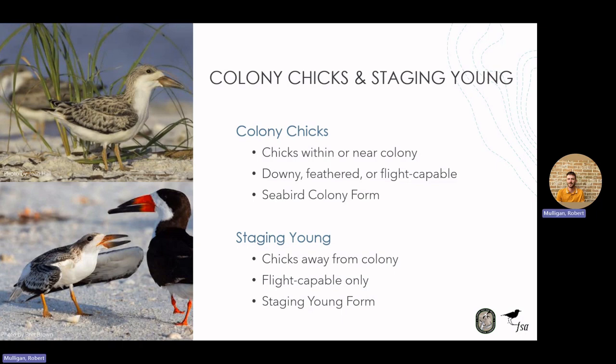If you observe flight-capable young and you don't see the colony from where you are, count them on a roving chick staging young form. This is the same form as the one we already went over for shorebird roving chicks. You can only report flight-capable seabird chicks on this form. You cannot report downy or feathered seabird chicks. Chicks this young should still be within the colony.